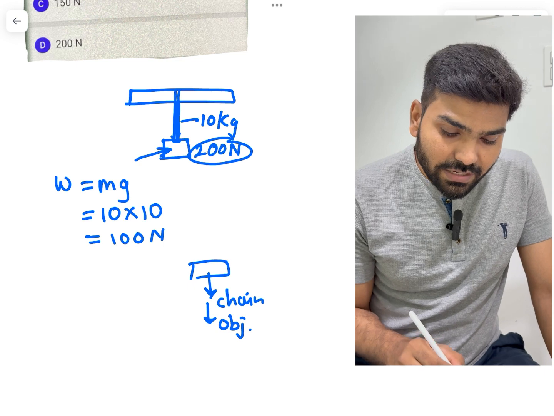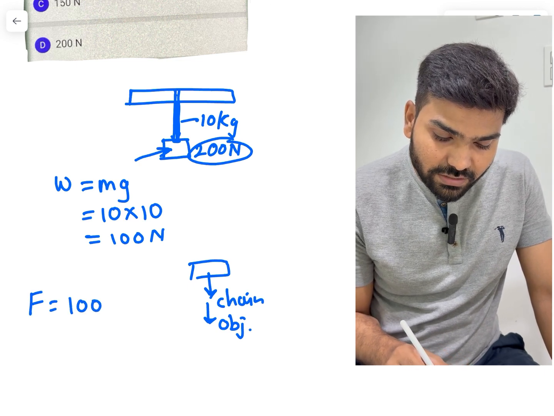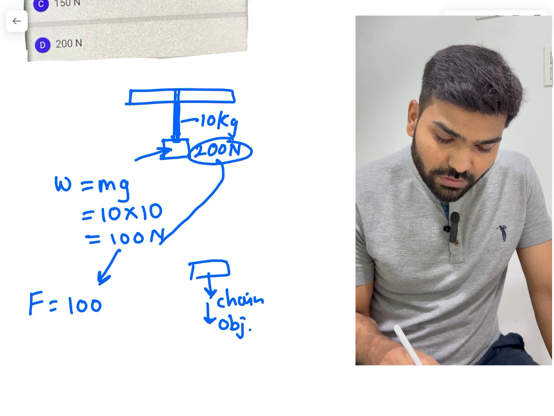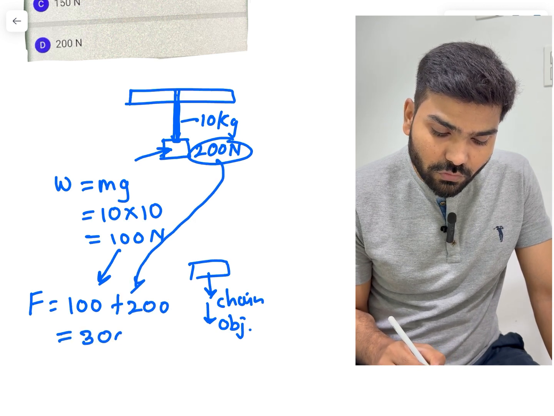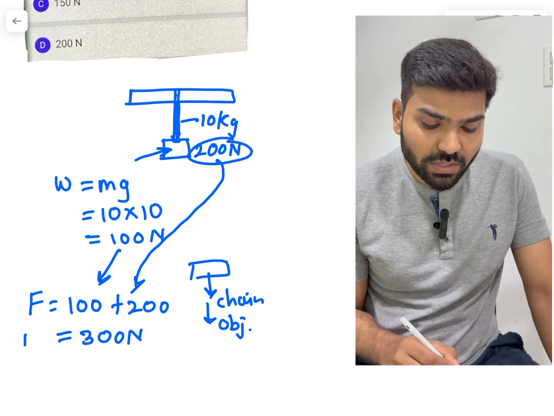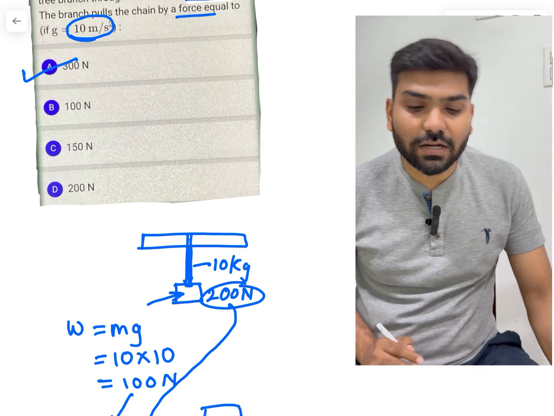So the branch will have a force which is equals to weight of the chain, which is 100 Newton, and the weight of the object, which is 200 Newton. So the total force on the branch comes out to be 300 Newton. So here our option A is the correct option.